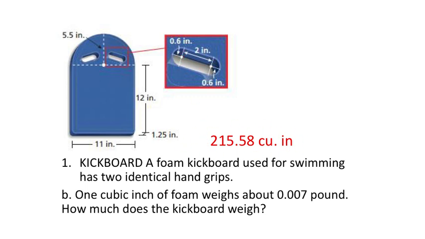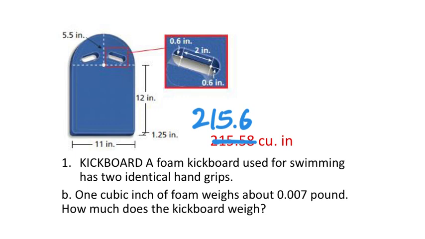All right, so there's our volume of the full shape. Again, that's without the handles. And we even rounded that, right? So we said it was 215.6 cubic inches. So we're going to use this value. Now right here it says 1 cubic inch of foam weighs 0.007 pounds. How much does the kickboard weigh?